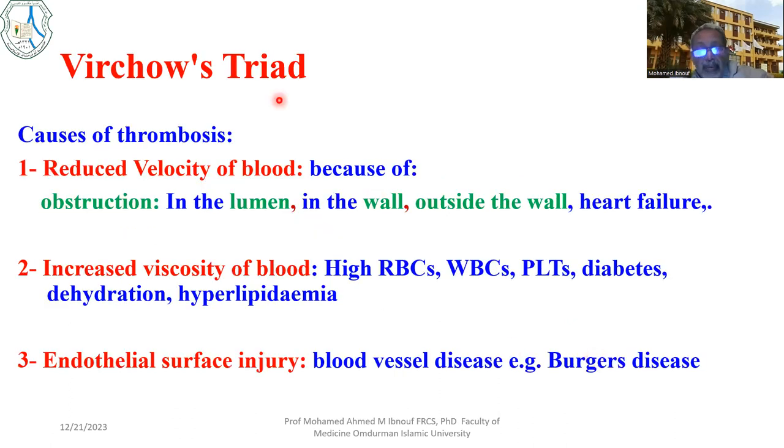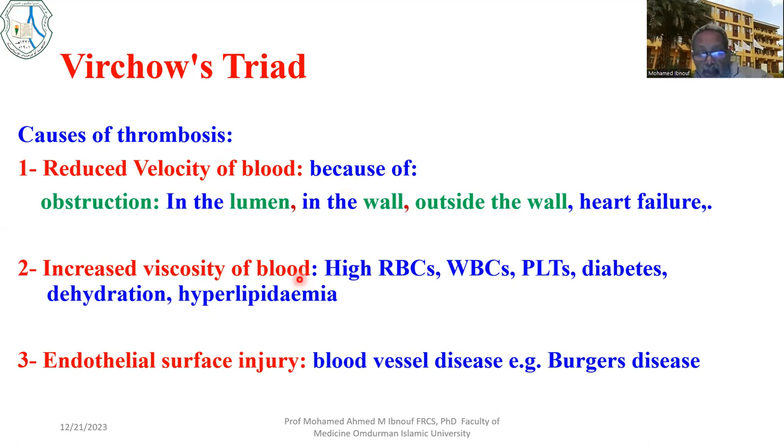First, I will start with Virchow's triad. This is composed of three factors causing thrombosis: reduced velocity of the blood, increased viscosity of the blood, and endothelial surface injury. The reduced velocity of blood is because of obstruction, whether in the lumen of a blood vessel, in the wall, or outside the wall, or in heart failure. All these will reduce the velocity of the blood, leading to stasis and thrombosis.